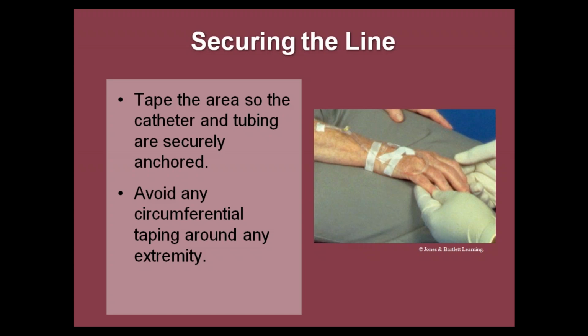Avoid any circumferential taping around the extremity. Now, we do have those patients where sometimes you have to, because they're so diaphoretic, you might have to go completely around an arm with some tape in order to keep that line secured. So it does happen in the field, but you want to try to avoid any circumferential taping around the extremity.